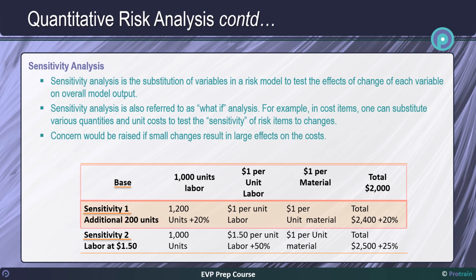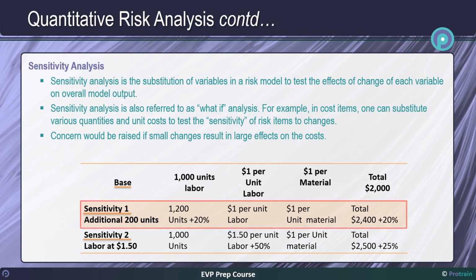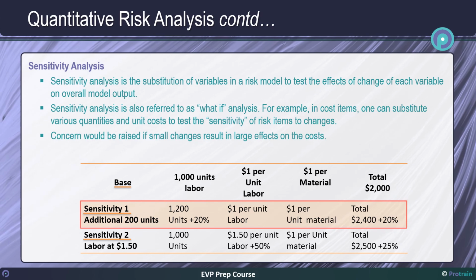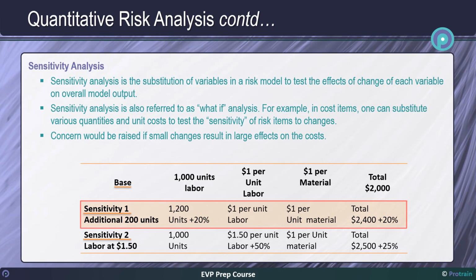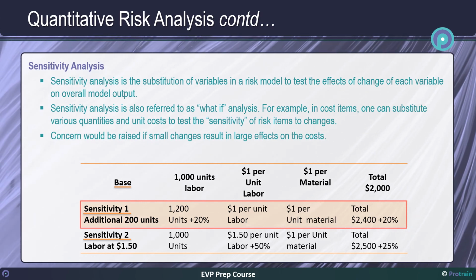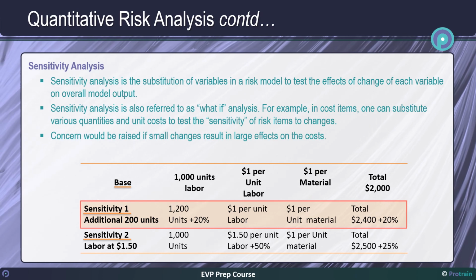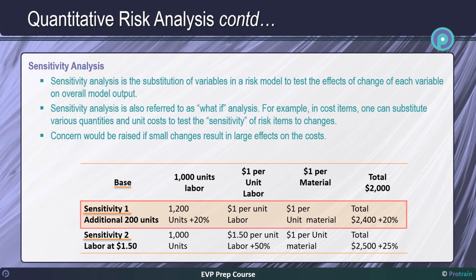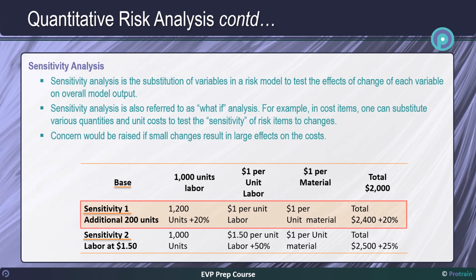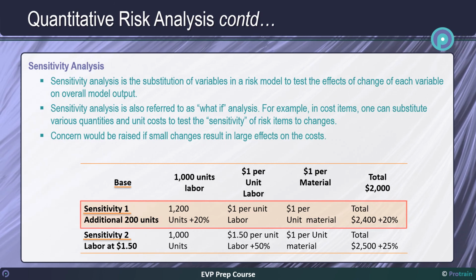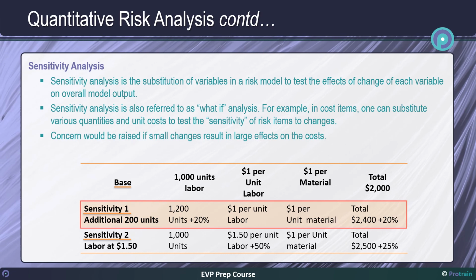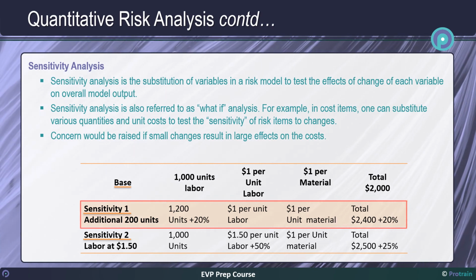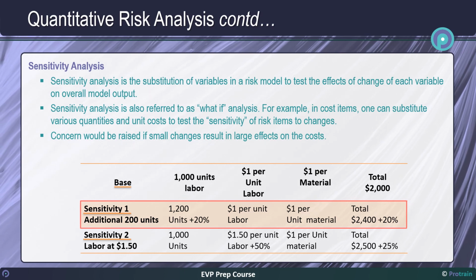Now let's go to the scenario of sensitivity 1. Here we have to determine the cost when we are producing 200 more pencils. In this scenario both the number of labor units and material units shall increase. Therefore, the total revised cost would be $2,400. That would be 20% uplift from the base cost. This shows how the total cost is sensitive towards additional unit produced.